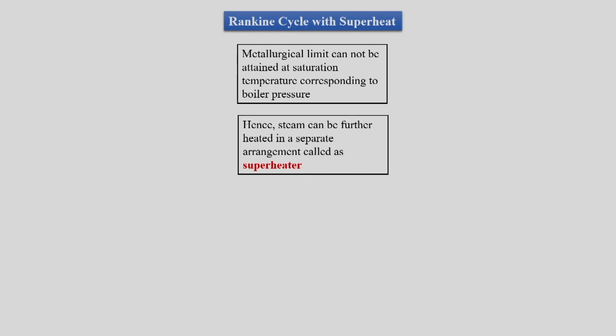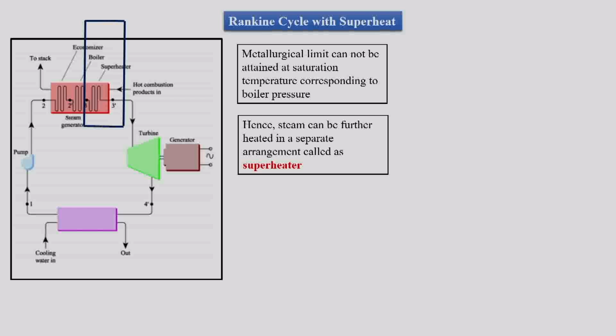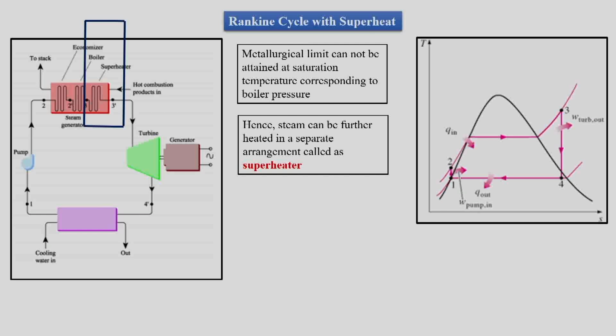So, we have seen that the economizer is there, the evaporator is there, and now we are adding the superheater. So, this is the superheater. We have the superheater also added into the boiler, which will give superheat to the steam. So, instead of stopping at the point here, we moved ahead into the superheat region, and then we added superheat to the steam in the superheater.